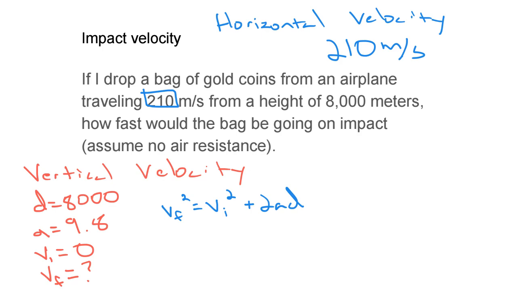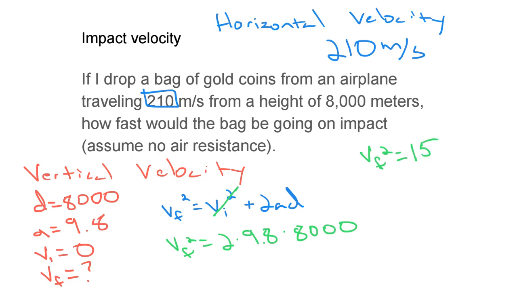Now let's plug everything in. With 0 initial velocity, this term goes away, and we just get v final squared equals 2 times 9.8 times 8,000. Plug all that into my calculator. I get v final squared equals 156,800. Take the square root.